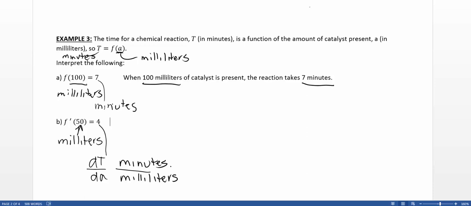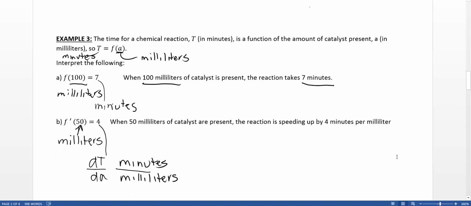So that means when I have 50 milliliters of this catalyst, that my reaction is speeding up by 4 minutes per milliliter for every additional milliliter of catalyst that I add. So my sentence could look something like this. When 50 milliliters of catalyst are present, the reaction is speeding up by 4 minutes per milliliter. So what that means is if I were to go from 50 milliliters of catalyst to 51 milliliters of catalyst, my reaction would speed up by 4 minutes. So by changing the independent variable by 1, it would change the dependent variable by 4.